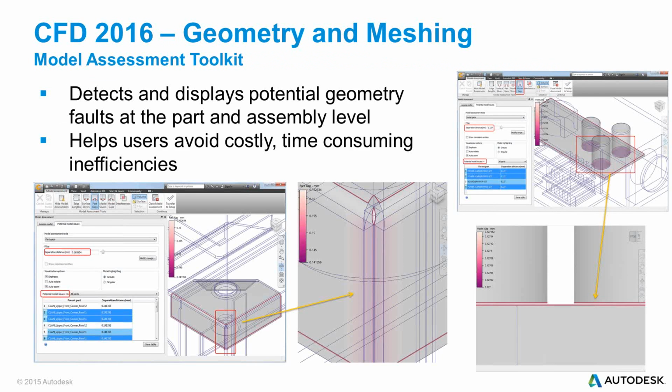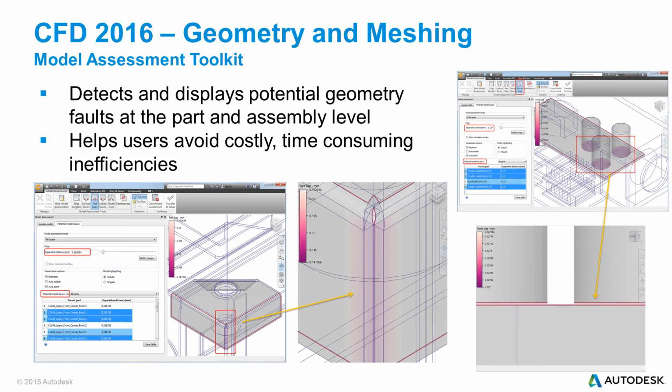So it looks at part level, what I would call potential issues, and then also at the assembly level. In this piece of sheet metal, there's a gap, and you may not see it with the naked eye when you look at the overall assembly, but the model assessment toolkit will point it out to you and say, okay, this one's pretty bad. It may mesh, but if you don't get a mesh here, this is what you need to look at first.